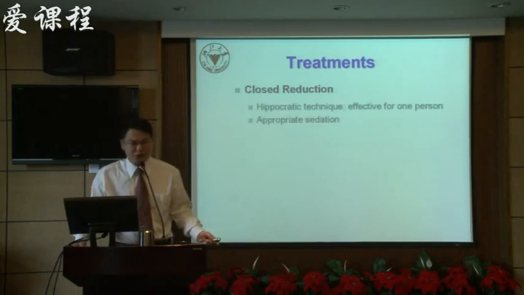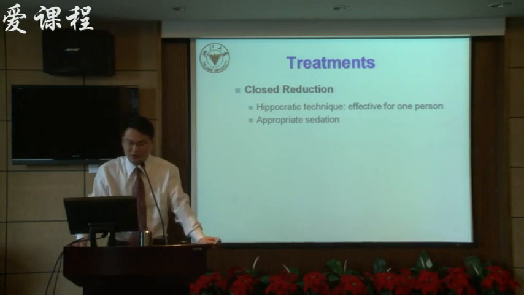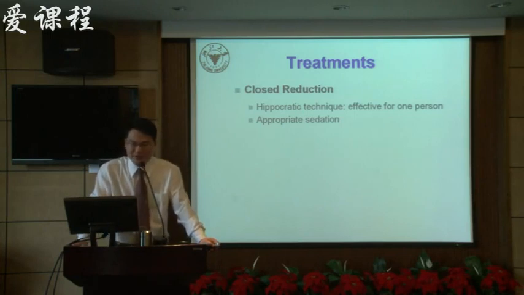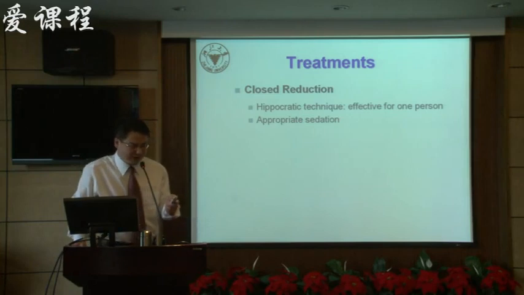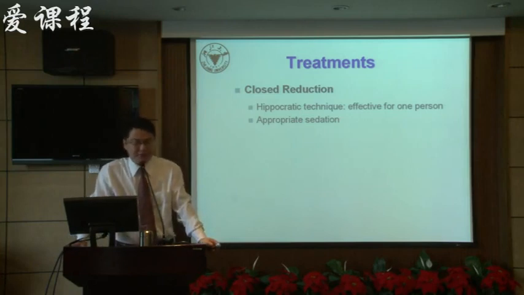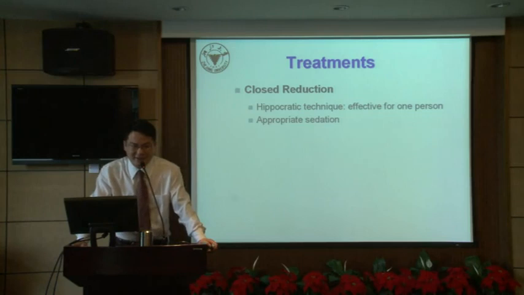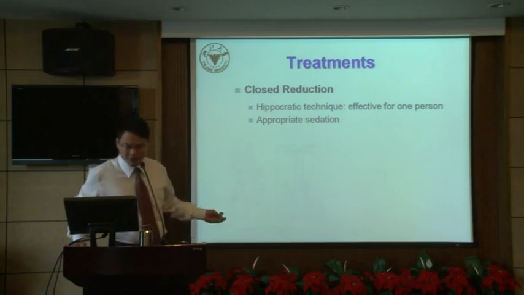There are a couple of ways to reduce a dislocated shoulder. For example, the Asian way is called the Hippocratic technique, very effective for one person, and this maneuver was used even thousands of years ago. In some cases, we need proper sedation, particularly when the patient is really strong, very muscular, and even stronger than your arm. So you should do the reduction under anesthesia. That will help you a lot.